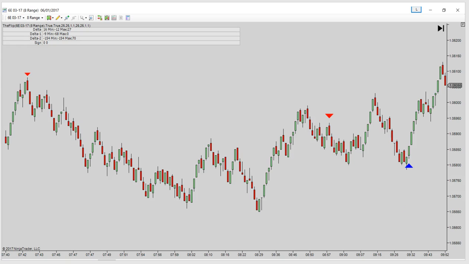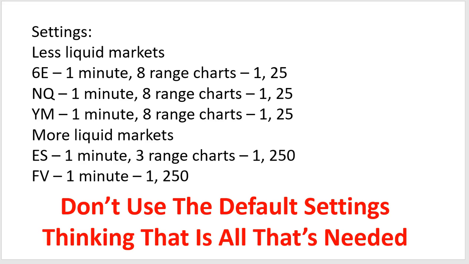Okay, so settings. All right. Most important thing, do not use the default settings thinking that's all you need. No. Especially if you don't understand what's going into the settings. If you're using the default settings without understanding what you're looking at, then you're just going to be lost. I mean, it's like having a map but not knowing how to read a map.